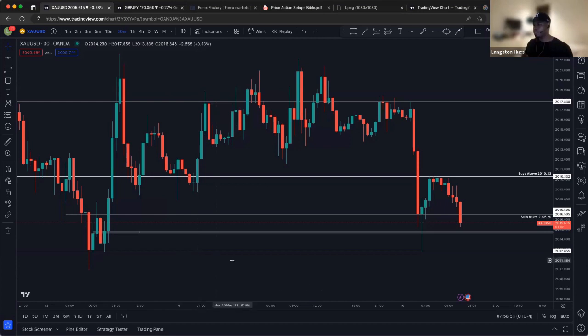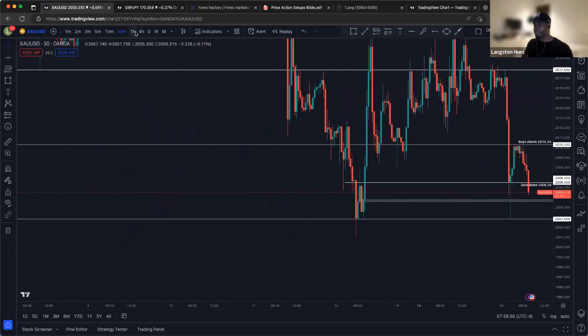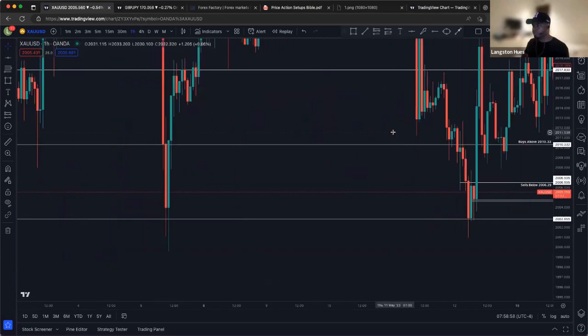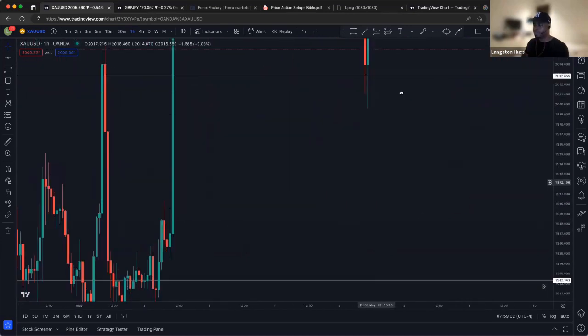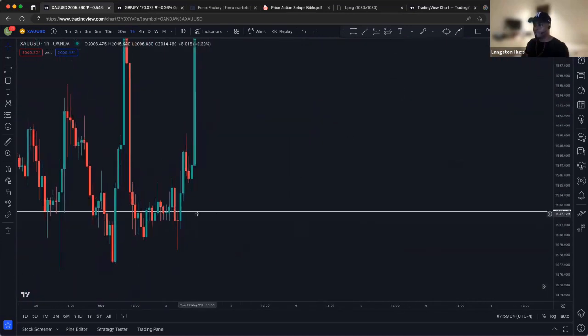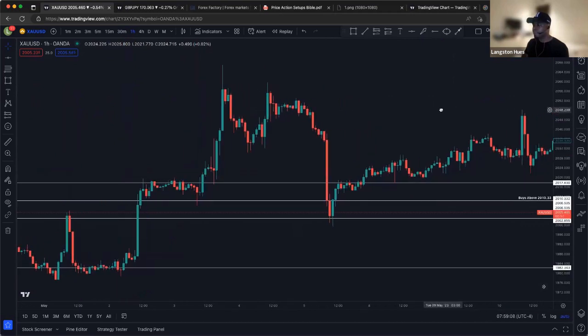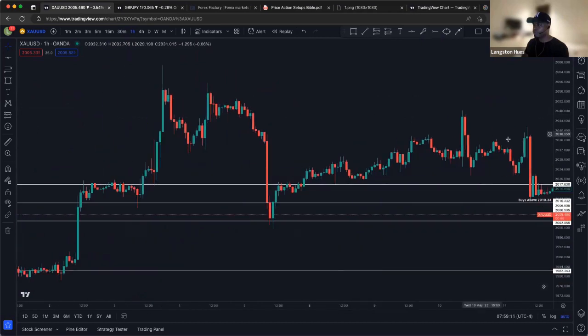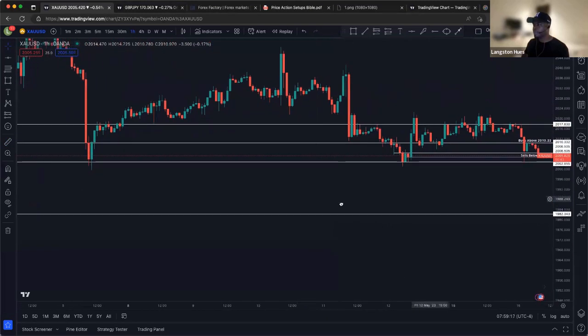So let's say the news is good for the dollar. Where might price want to come to? If the news is good for the dollar, price might want to come all the way down here. On gold. About 200 pips.